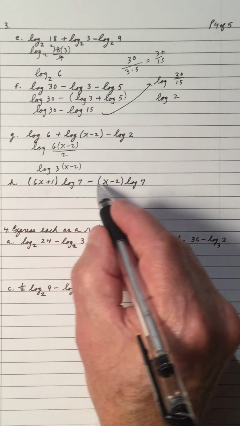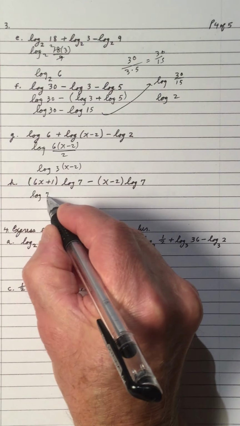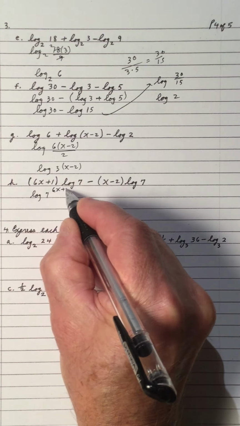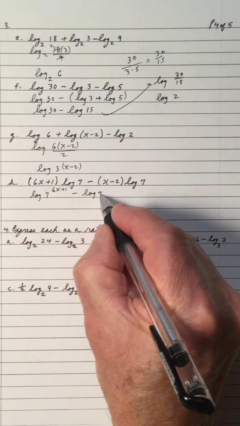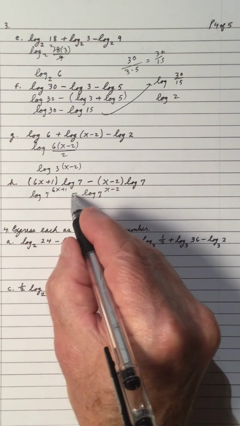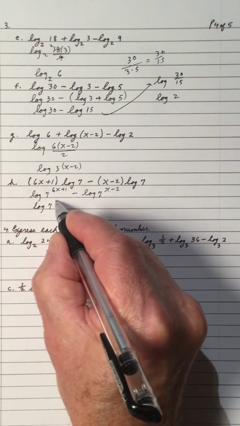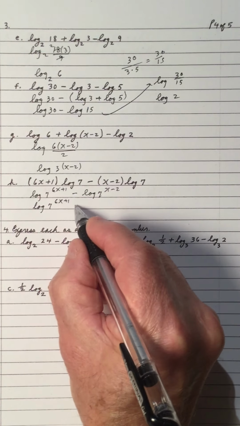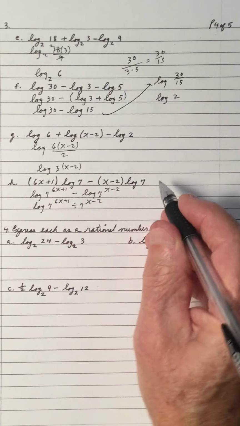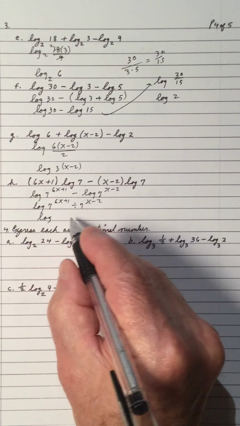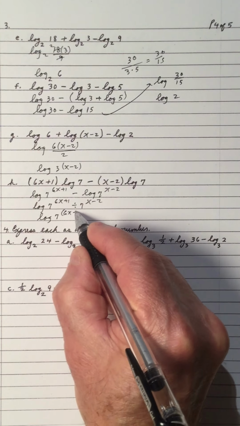And h, this is a power and this is a power, so this is the log of 7 raised to the 6x plus 1 minus the log, again this is a power, so this is 7 raised to the x minus 2. And the subtraction is a division, so we have that, and that's dividing by 7 to the x minus 2. And what happens, we have the same base, which is a 7. So this is 6x plus 1.